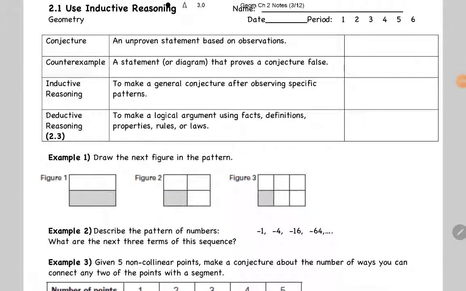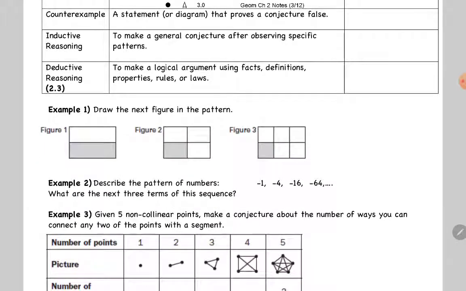Today in geometry, we're going to be looking at inductive reasoning. So let's look at some vocabulary. A conjecture is an unproven statement based on observations. A counterexample is a statement or diagram that proves a conjecture false. Inductive reasoning is to make a general conjecture after observing specific patterns. And deductive reasoning is to make a logical argument using facts, definitions, properties, rules, or laws. So we're going to look at our inductive reasoning here.